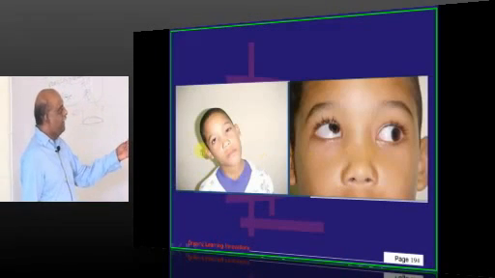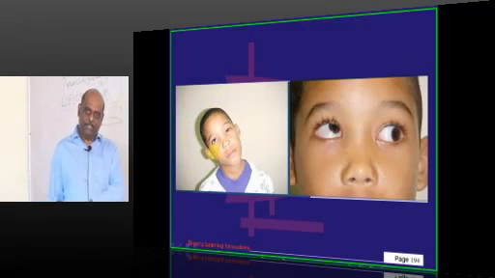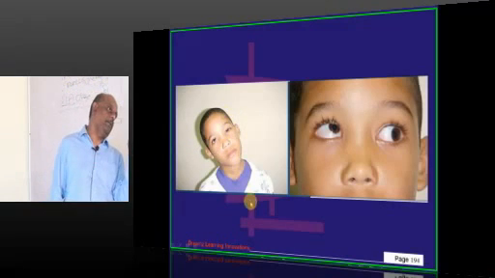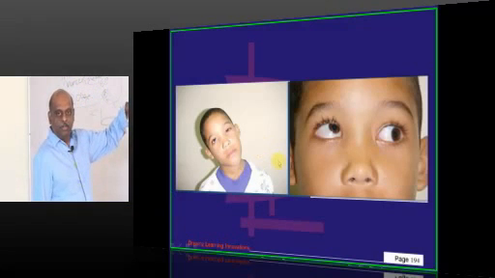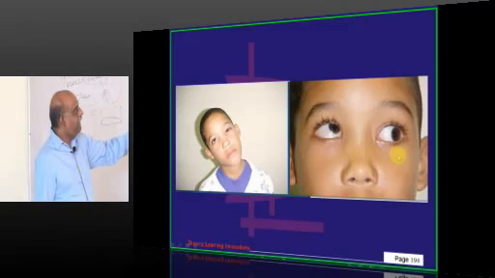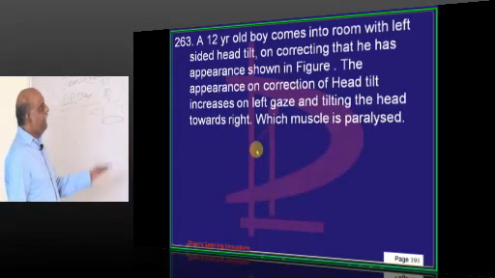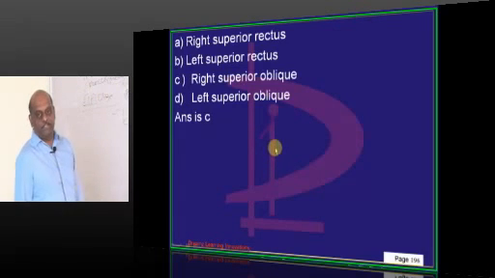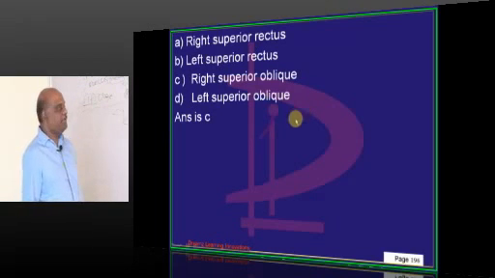So here the person has tilted towards which side? Right side or left side? This side, no? Left side he tilted. Then whenever you are tilting his head, the eye is deviating up, right? And typically the tilt is worsening by certain features, which are all classical features of right superior oblique paralysis.